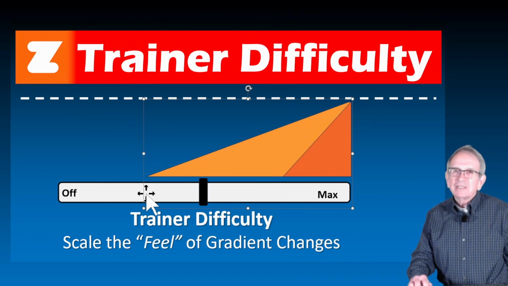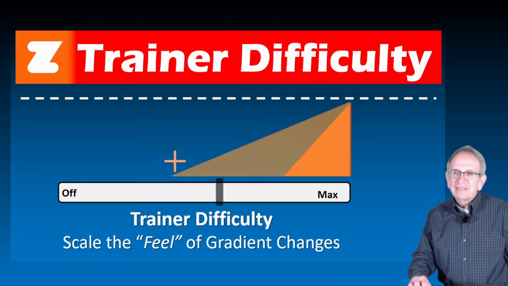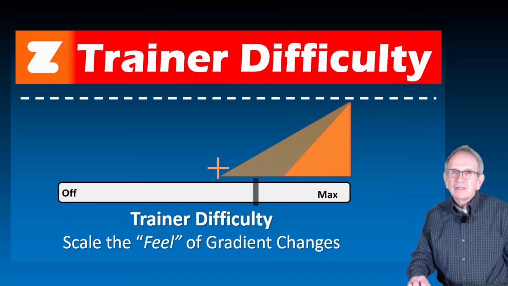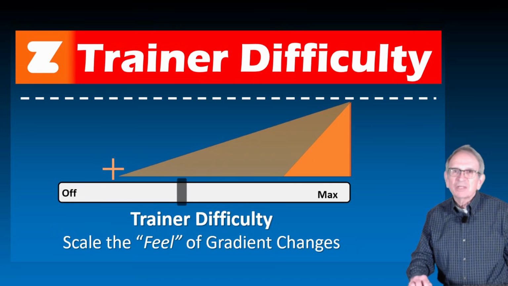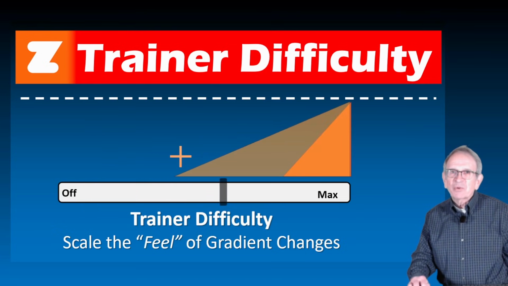At 50% trainer difficulty, the grade that your trainer is simulating is half the grade that your avatar is riding on Zwift. Let's watch that again. As I move the trainer difficulty to the left, the grade that the trainer is simulating becomes shallower and shallower. But the grade that your avatar is riding on Zwift is still the same. And that's how it works.